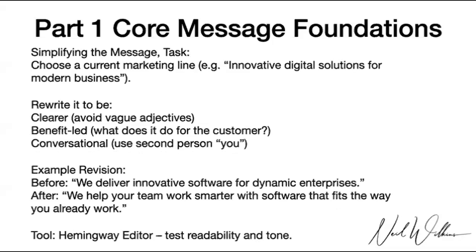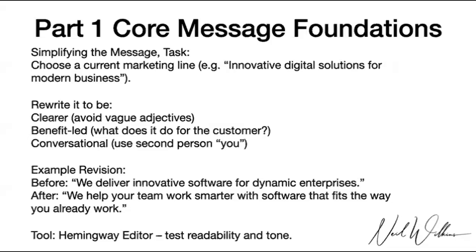So moving that one on, then we need to probably simplify the message. So a task is maybe choose a current marketing line that you have. So think about your product or service that you've chosen, and it might be something that you could really change, or it could be something that you could rewrite to be clearer, to avoid vague adjectives, because a current marketing line could be something like innovative digital solutions for modern business.